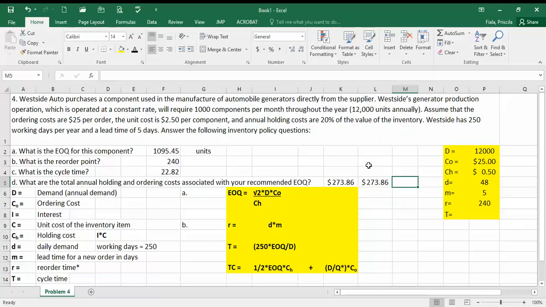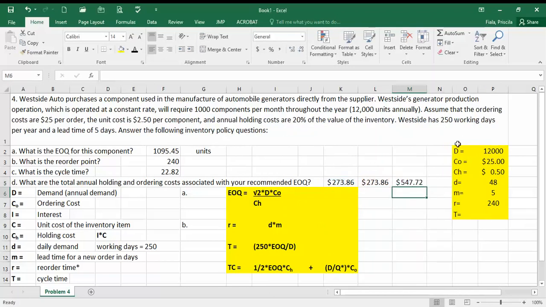So the total that this would cost would be the sum of these two right here. So my total cost to hold and to order would be $547.72. And you would be done with problem 4. So again, I don't plan for you to memorize all these values. I just need you to, oh, right now we have this value here, right? Which is my cycle time.